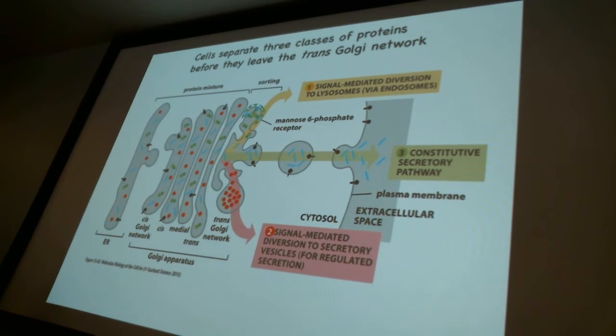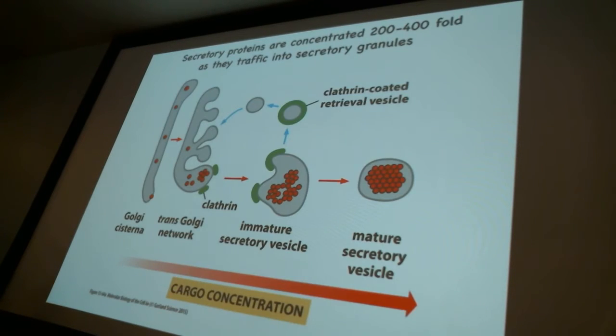Because we know that all these membranes have SNAREs. If they meet the membrane, they should fuse. So what emerged? This is just showing a closer look at how these secretory vesicles are formed. There's a concentration of these secretory proteins in these vesicles, that many times they just get stored and sit there in the cell until the signal comes. So there's a cargo concentration process going on.